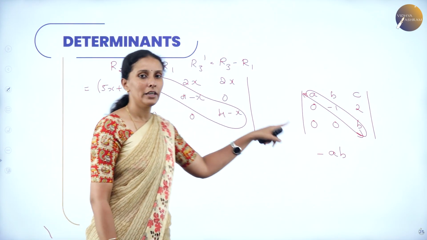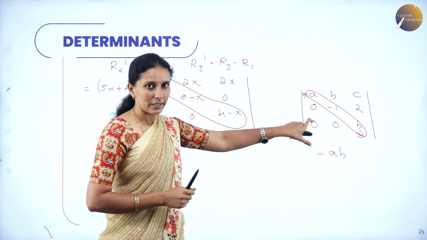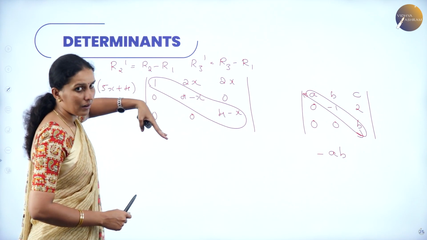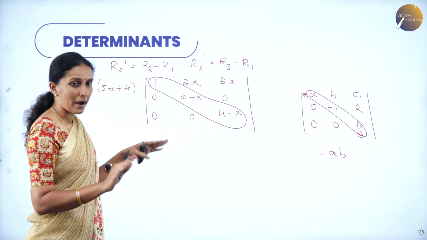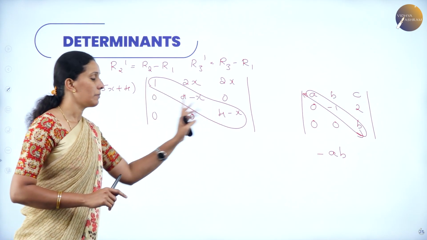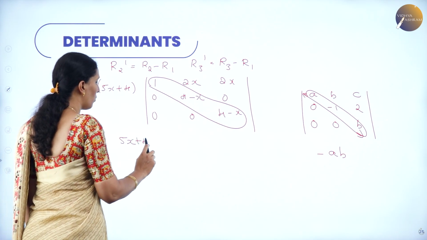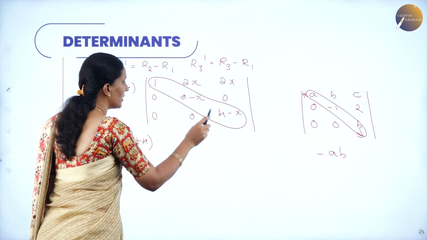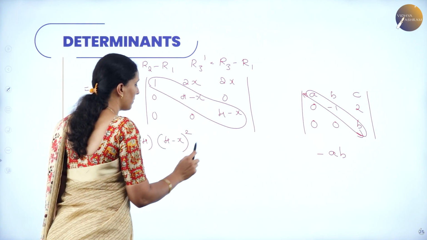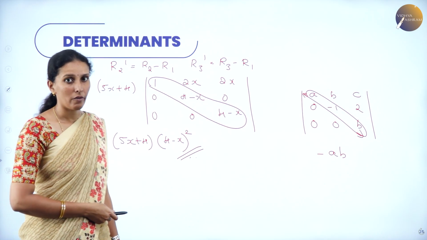So this is one of the important things you should know while solving problems. So a shortcut method you can say. Whenever all the elements under the principal diagonal are 0, no need to expand. The value of the determinant is just the product of the principal diagonal elements. So therefore, I can clearly write 5x plus 4. And what is the product of this? 4 minus x into 4 minus x, 4 minus x whole square. So this is what we have to prove. So this is what the RHS requires us to prove.